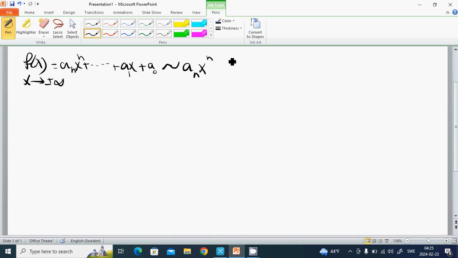For each m and n in the natural set, positive natural set. Example: 2x^3 minus 5x^2 plus 4x minus 6, when x goes to plus minus infinity, is 2x^3, and it is corresponded.